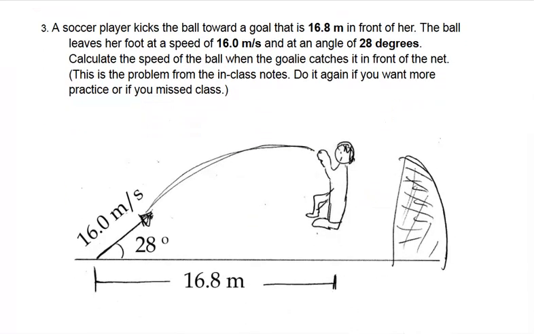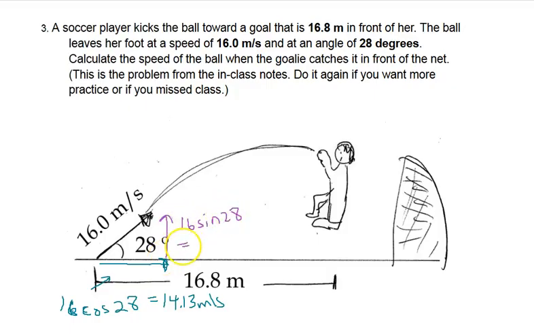All right, final question, which we did in class. So this is good practice if you want more practice or if you miss class. All right, so we have an angle and a speed. So the first thing you want to do is take 16 cosine 28, which is 14.13 meters per second, and 16 sine 28, which is 7.51 meters per second, and then cross out the 16.